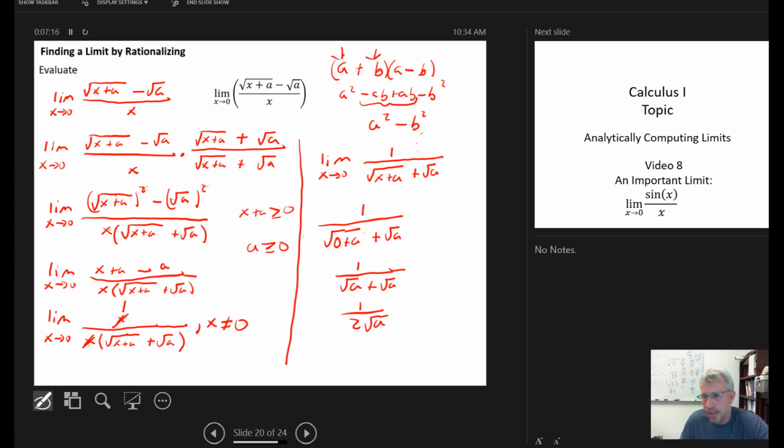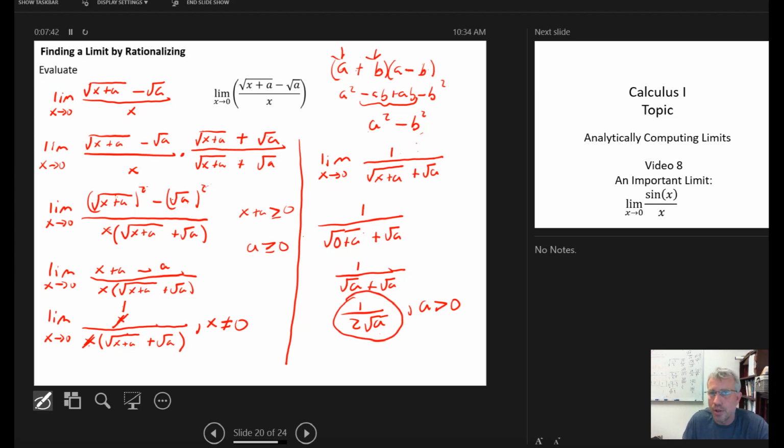And then I look at this and I say, what is the only restriction I have now? Well, I see the only restriction I have is that a needs to be greater than 0. I can't plug a equals 0 in, or I get division by 0. And I can't have a as a negative number unless I am willing to accept complex number results. So here is the final limit.